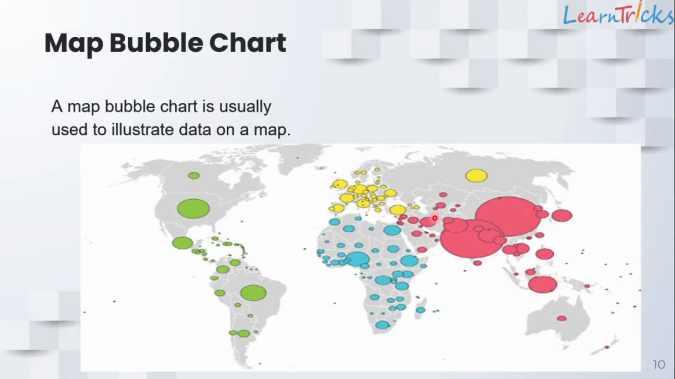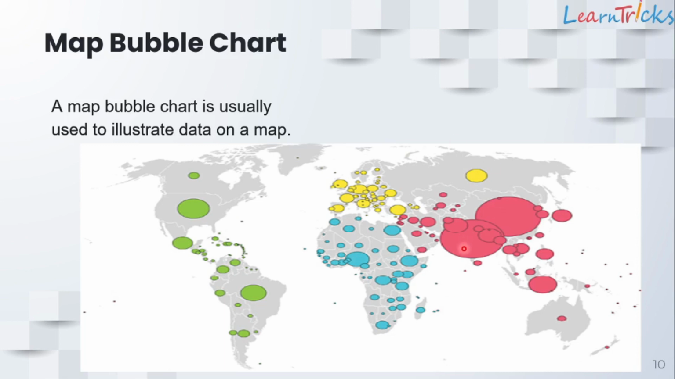Now the next type of bubble chart is the map bubble chart. A map bubble chart is normally used to illustrate data on a geographical map. Here the longitude and latitude will be our x and y coordinates, the size of the bubble will be our third dimension, and the color will be our fourth dimension. It means the longitude will be our first dimension, latitude our second, size of the bubble our third, and color our fourth.